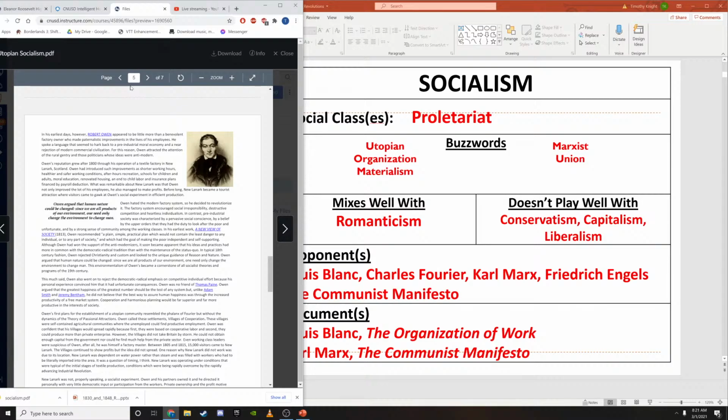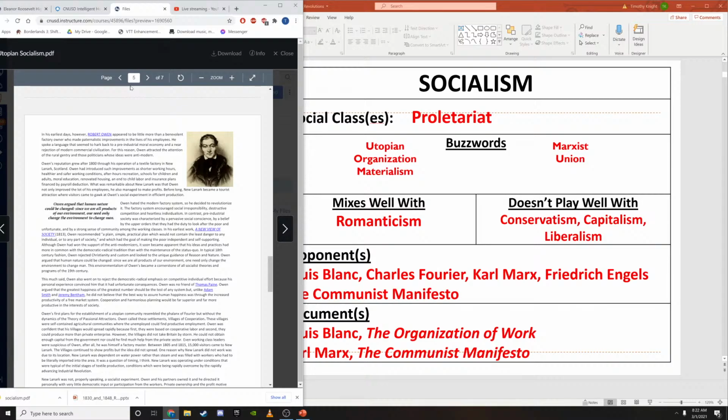What was remarkable about New Lanark was that Owen not only improved the lot of his employees, he managed also to make profits. Before long, New Lanark became a tourist attraction where visitors came to gawk at Owen's social experiment in efficient production. Owen hated the modern factory system, so he decided to revolutionize it. The factory system encouraged social irresponsibility, destructive competition, and heartless individualism.